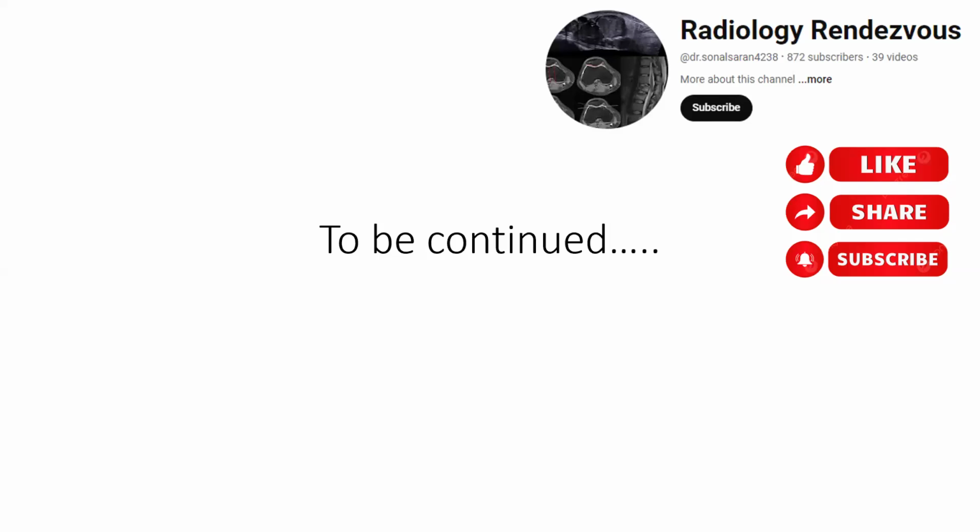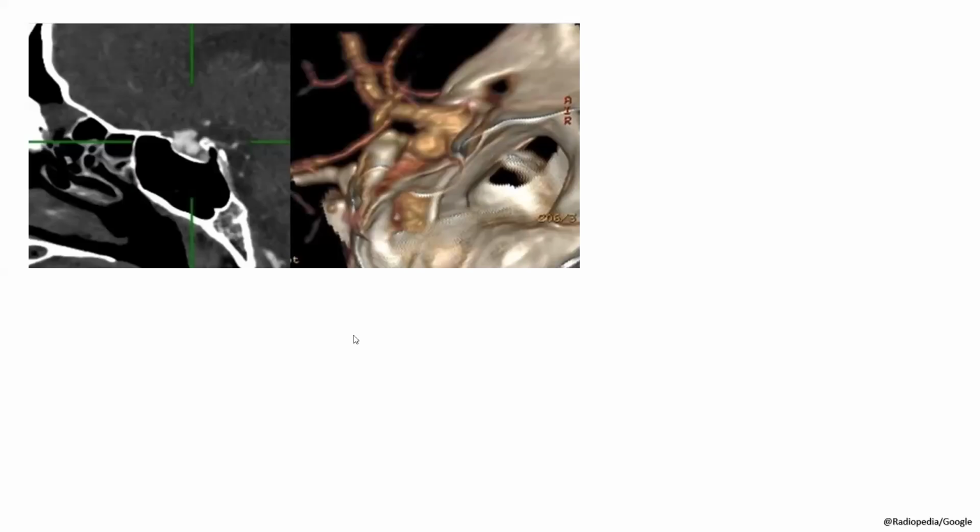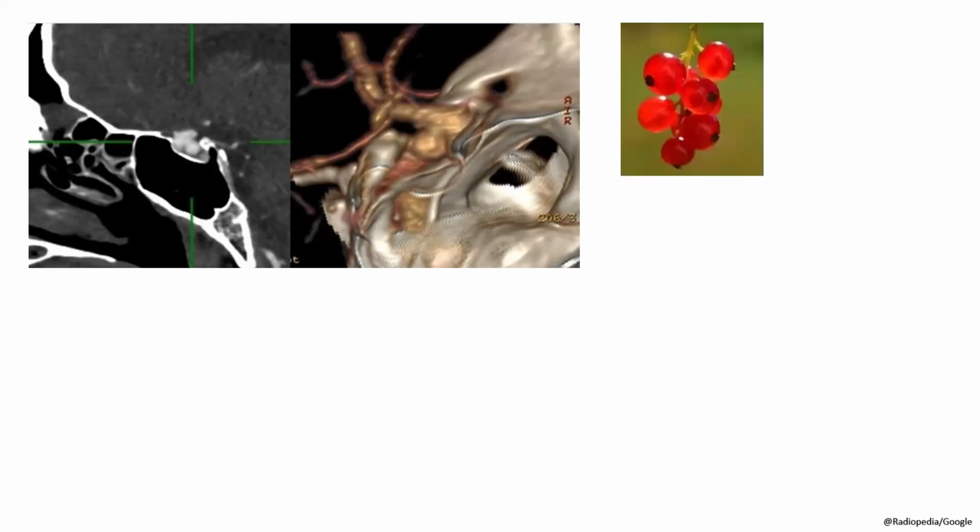So let's see some more science in radiology. What we are seeing here is a CT angio, sagittal section, and this is the VRT image, which is showing a cerebral aneurysm. This is a berry aneurysm, which appears like a berry, and so this is a saccular cerebral aneurysm, which is also known as berry aneurysm.